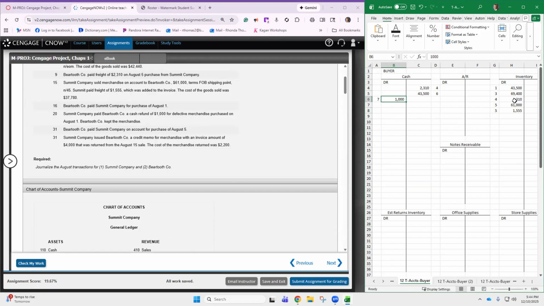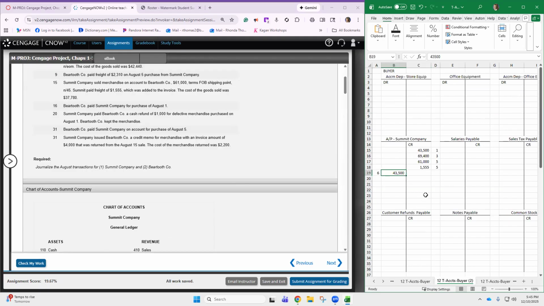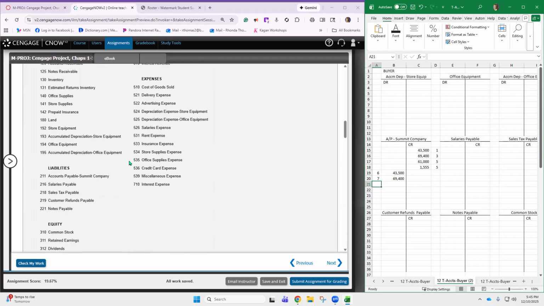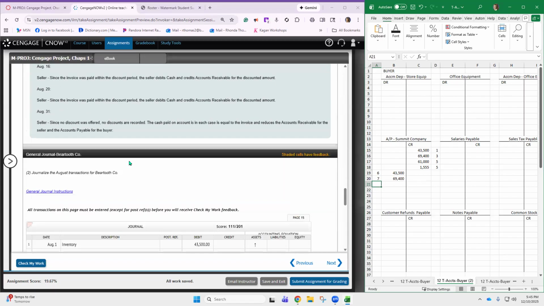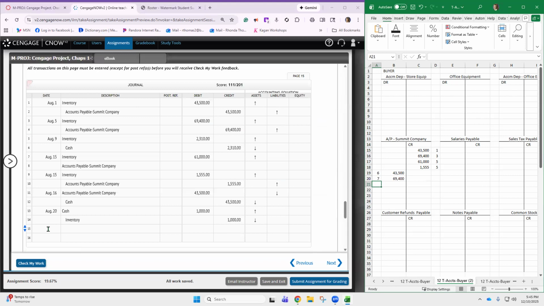So our second purchase was $69,400. Okay, so we're going to pay Summit for the 8th transaction. $69,400 goes down in cash. And we want to go to the accounts payable. Accounts payable is going to get a debit of $69,400. Okay, so now let's go to Beartooth's General Journal, and this is going to be August 31st.